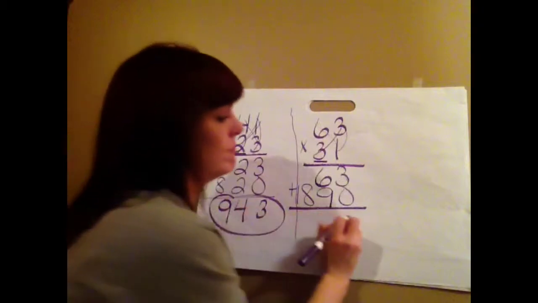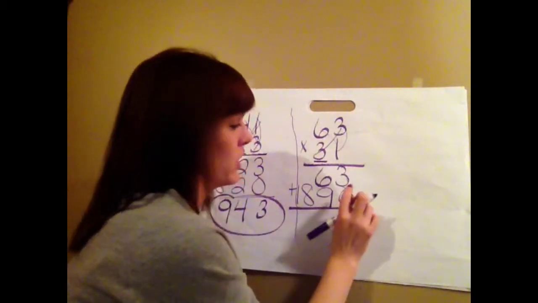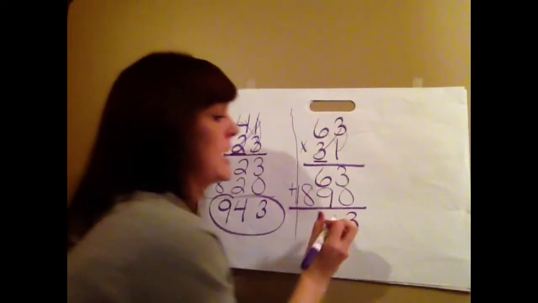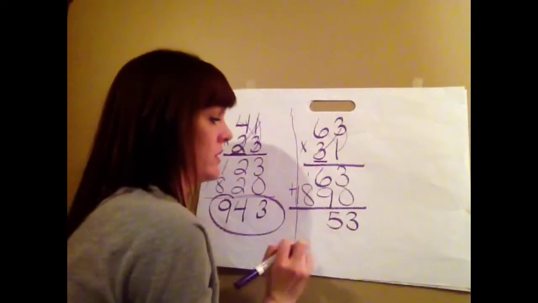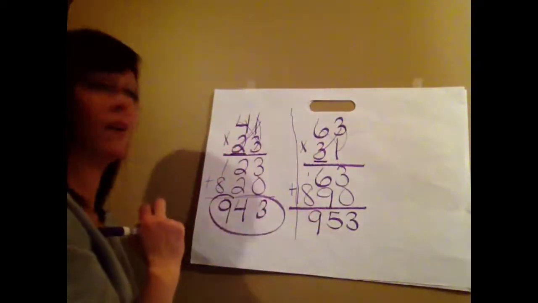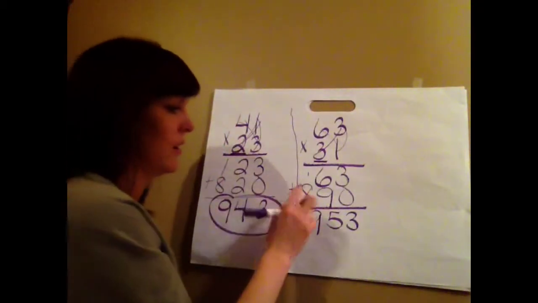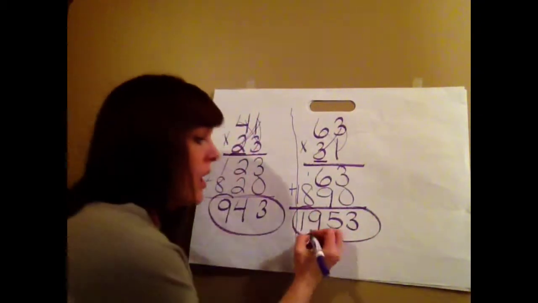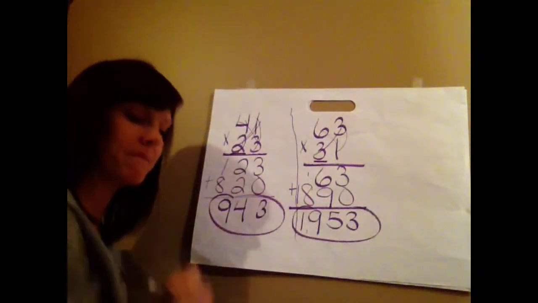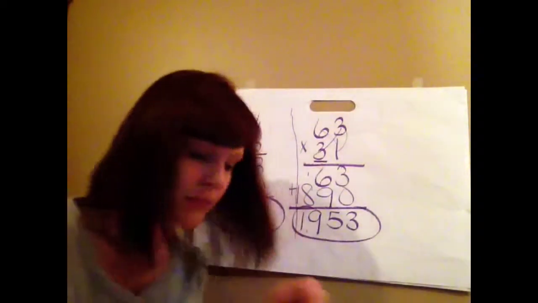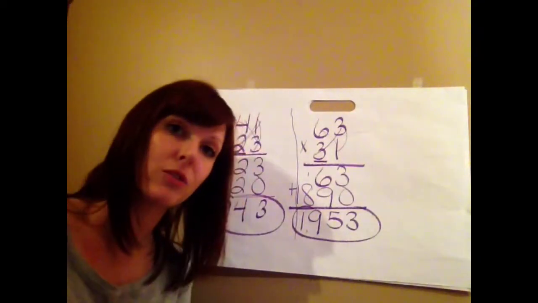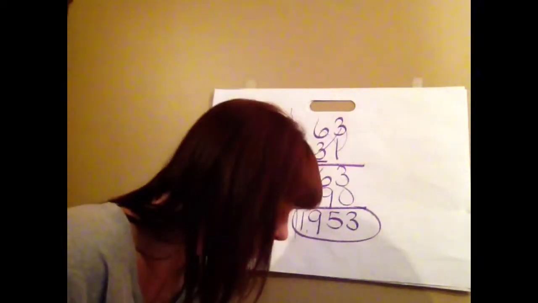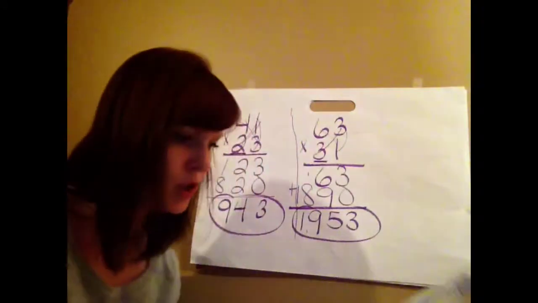I add them up. 3 plus 1, 3 plus 0. 6 plus 9 is 15. 8 plus 1 is 9, and 1. 1,953. Now, you'll notice in your book that it's giving you some of the answers. So I want to go back and kind of look at that one more time, just so you can check yourself. So we're looking at number 2.